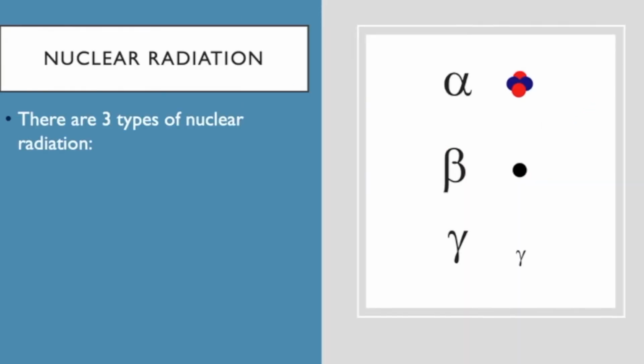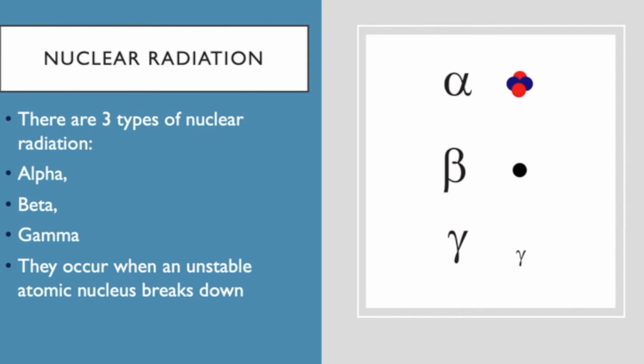So we now know that there are 3 types of nuclear radiation: alpha, beta and gamma. We've got the symbols there for alpha, beta and gamma, and they occur when an unstable atomic nucleus breaks down. Now an alpha particle, as you can see there, has got 2 protons and 2 neutrons, so it's actually the nucleus of a helium atom. A beta particle is the same thing as an electron, and a gamma ray is part of the electromagnetic spectrum. It's a ray of light, just really high energy.